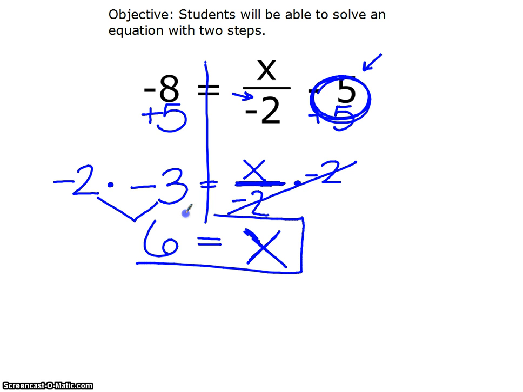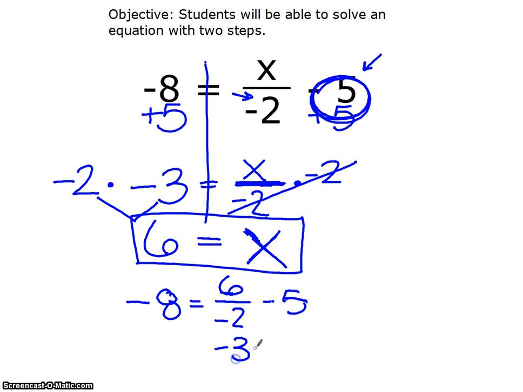X is all alone. So I'm going to check my answer. I'm going to plug it back in. I got just a 6, and then over negative 2 minus 5. And for that, 6 over negative 2 is negative 3. Take away 5 more is really negative 8. That's true. So I got the correct answer.